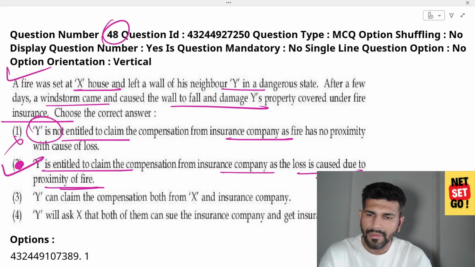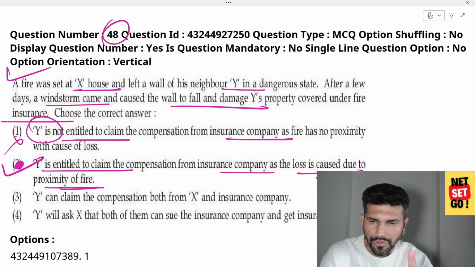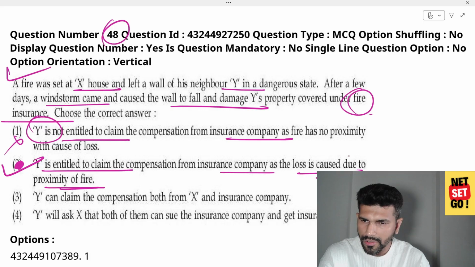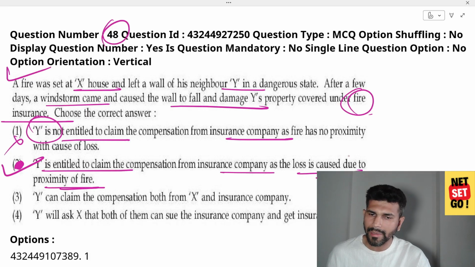The second is the correct answer because the primary cause is fire. So Y is able to receive fire insurance. So option 2 is the most appropriate answer. He can claim.